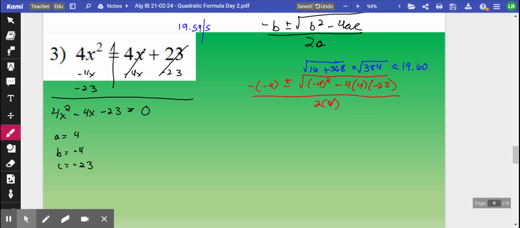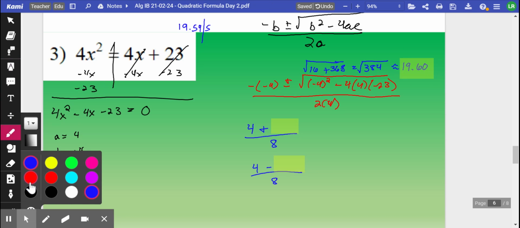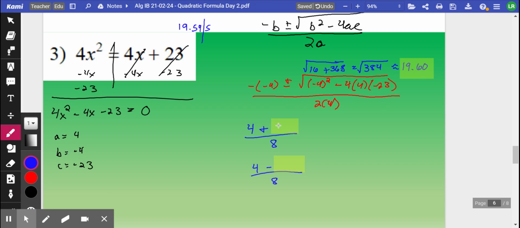Let's break this up. Negative of negative 4, a negative times a negative, is positive 4, plus something. And then 2 times 4 is 8. You also have 4 minus something divided by 8. Again, what is that something that goes in this spot? Well, that's the answer for my square root. So 19.60 goes right here.